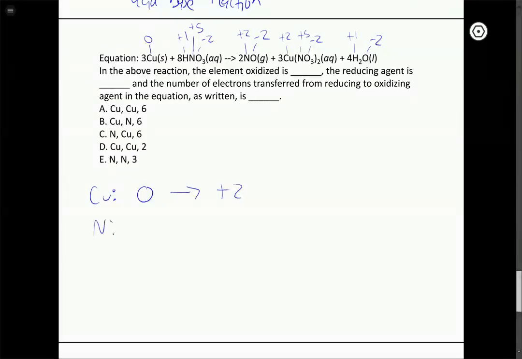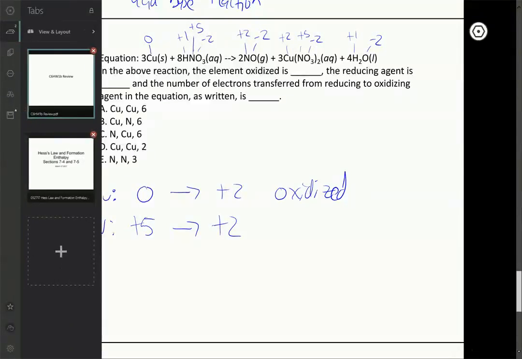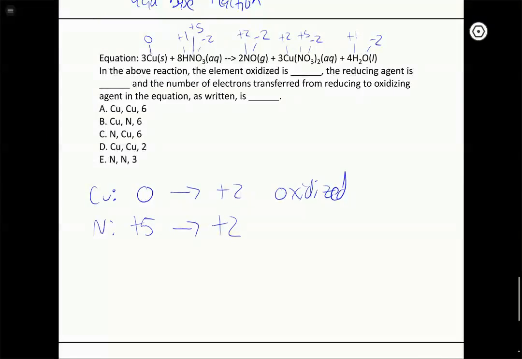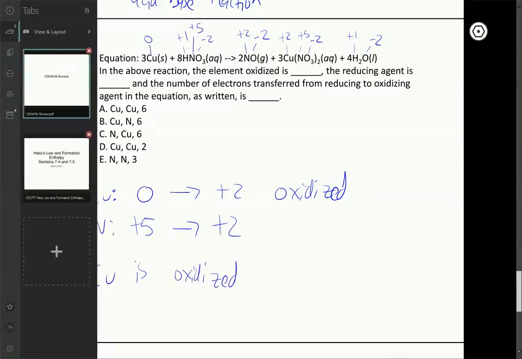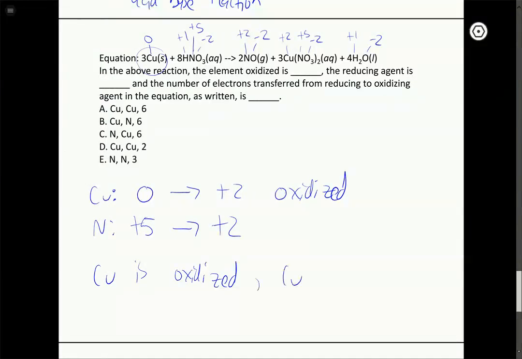And then nitrogen, we have some of our +5 from nitrate going to a +2 in NO. So oxidation numbers are changing, and the one that is increasing is going to be the one that is oxidized. So the element whose oxidation number is increasing is oxidized, so that's going to be copper. And then the reducing agent is going to be also the one that gets oxidized, but it's going to be the entire species that gets oxidized. So copper is the element that's oxidized, and that means whatever copper is with is going to be the reducing agent. Copper is by itself, so that means copper by itself is the reducing agent.